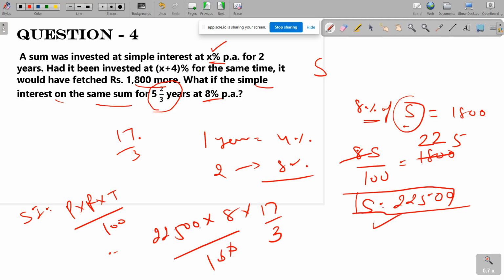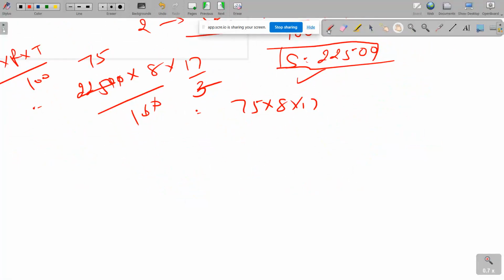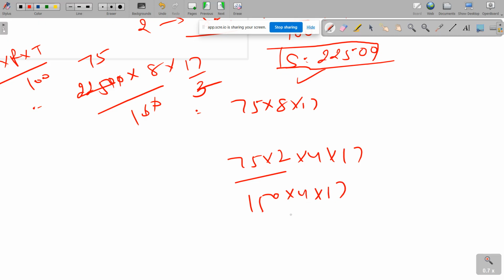Okay, so 100, we can cut two zeros, cancel out, and 75. We just need to calculate 75 into 8 into 17, and we will have our answer. So it can be calculated 75 into 2 into 4 into 17. I'm just simplifying it. Okay, so 150 into 4 into 17. So it is 600 into 17. So it is 10,200 rupees. It will be the simple interest that we are asked for.